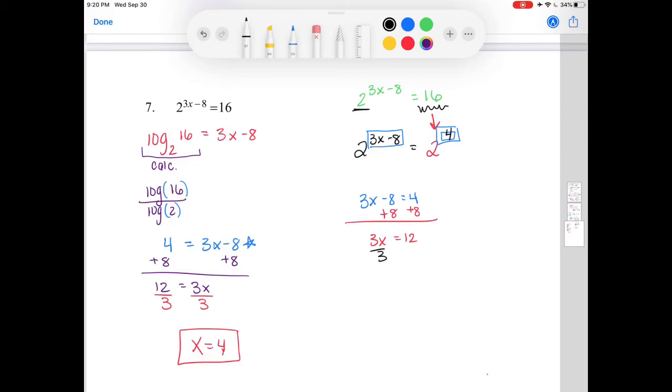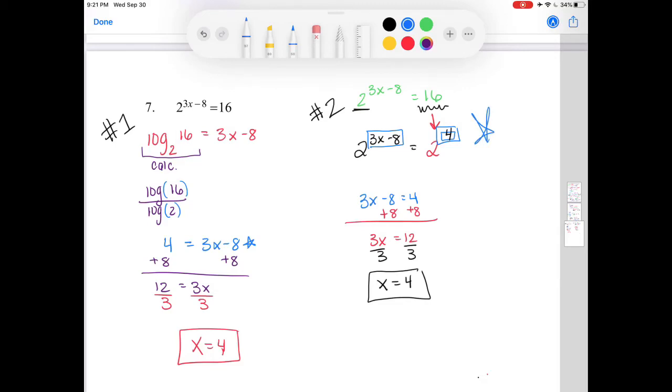Add 8 to both sides. And we get 3x equals 12. Divide by 3. And x equals 4. So there's method 1, where you can convert to log, or method 2, where you can try to get the same base and then focus on just the exponents, setting those equal to one another.